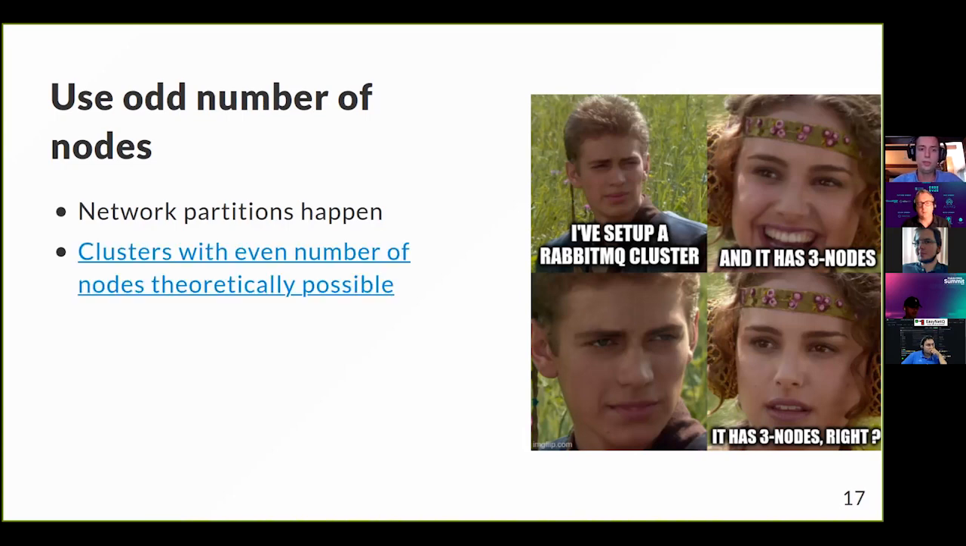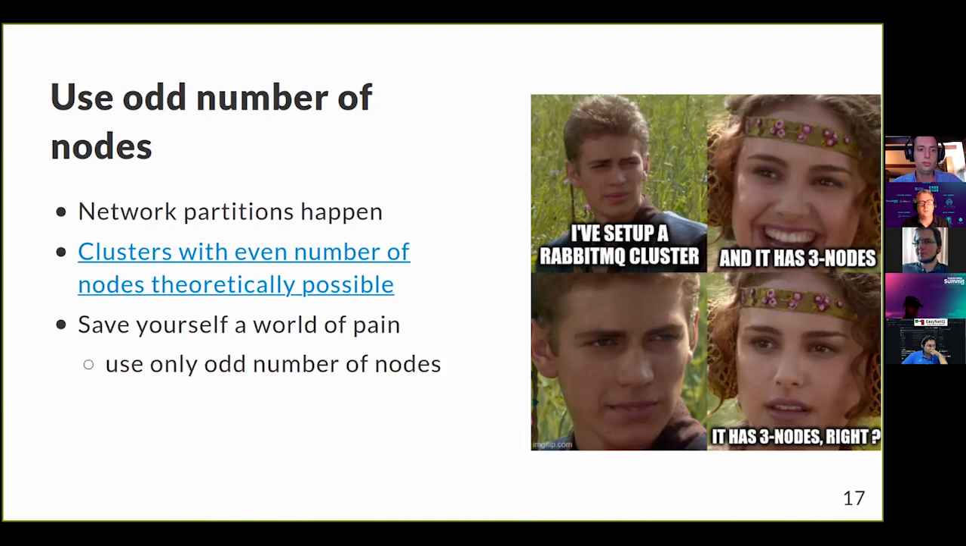So even though with RabbitMQ, it's theoretically possible to build a cluster with an even number of nodes, I don't recommend you to, because it's so much easier to have an odd number of nodes to avoid the split brain and network partition issues.